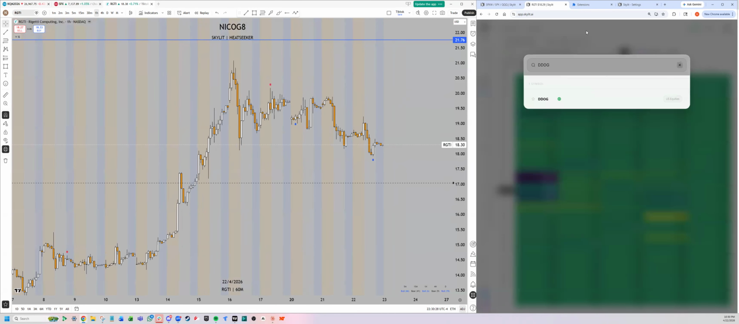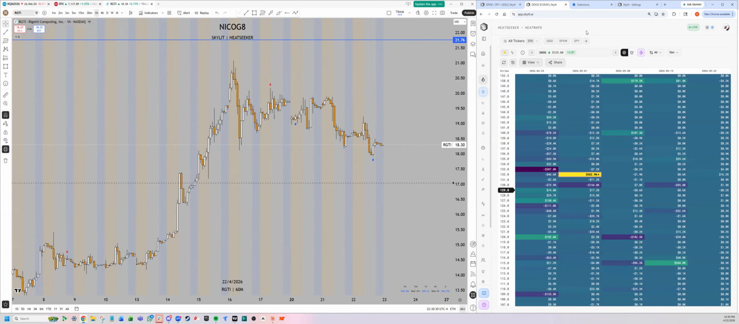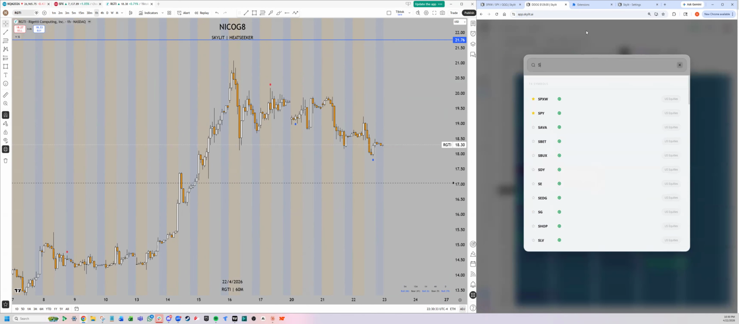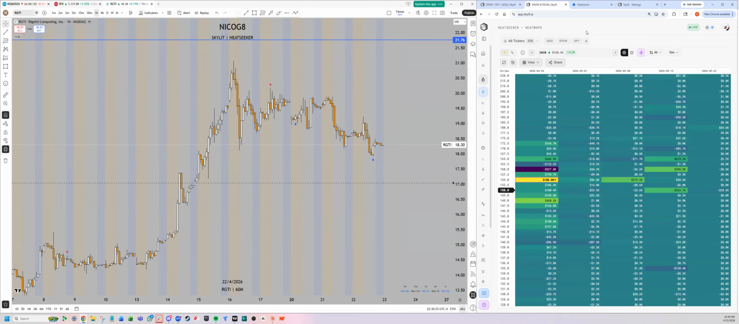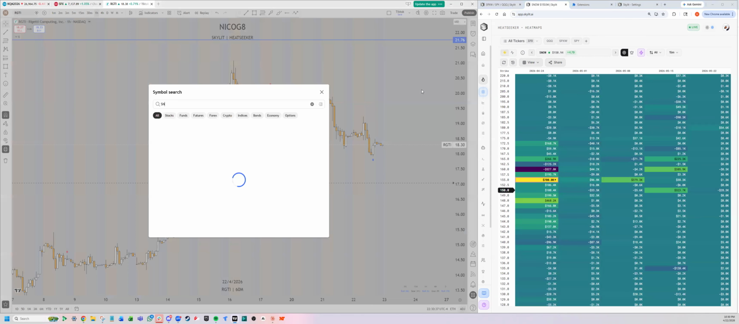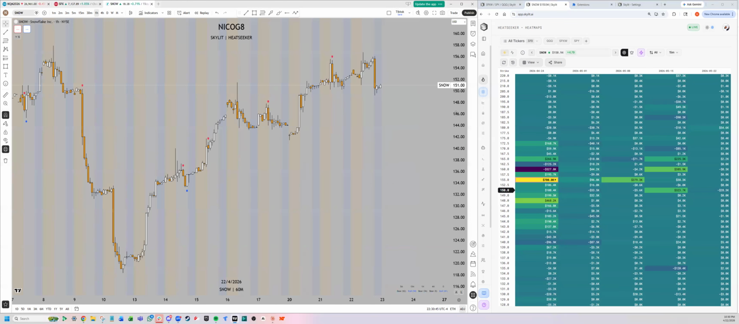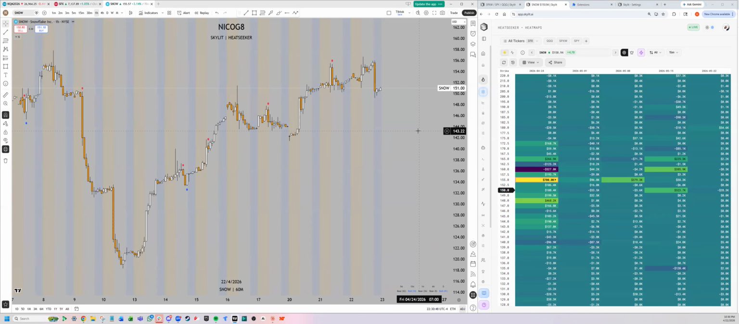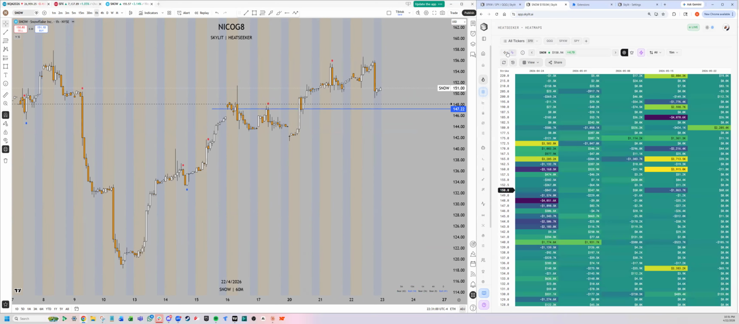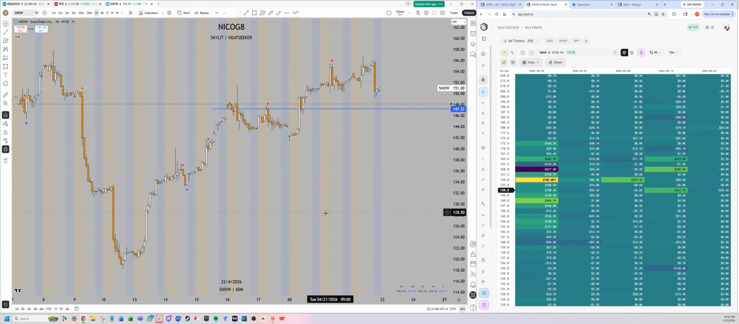What else do I usually play? Datadog sometimes looks good. Not today. Snowflake. This looks decent. I don't know if I love this. Snowflake. Yeah, maybe 148 can catch price on Snowflake. We have decent volume there. Yeah, none of these look great.